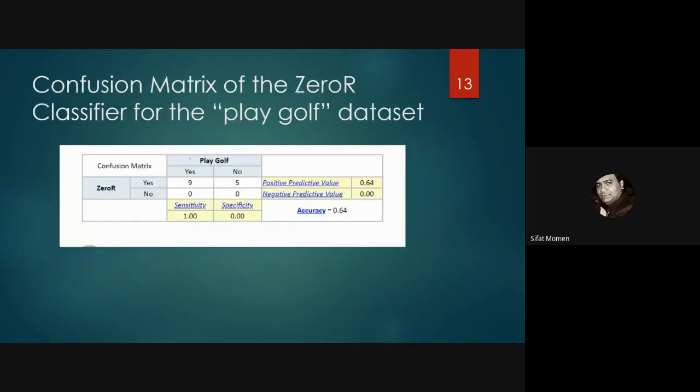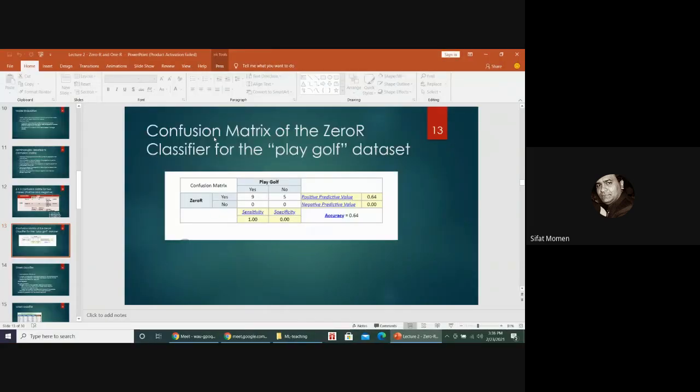Okay, I'll give an example. Here's the confusion matrix for a ZeroR classifier. Can you see that? Yes, sir. Now let me show you why this is a confusion matrix. Let's understand how the ZeroR classifier creates this confusion matrix.